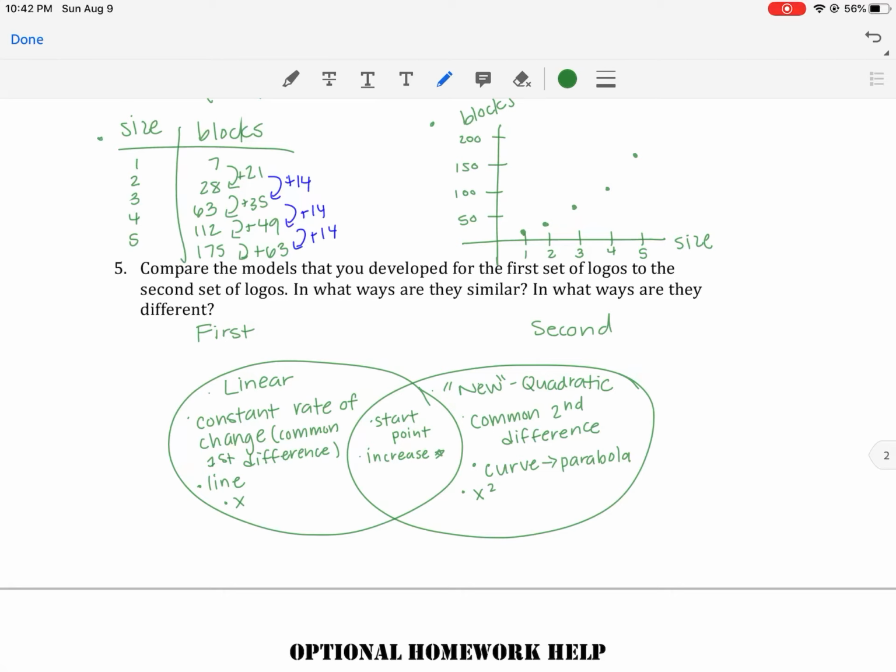Yeah, so that's some of the things that we see. If you've got other ideas, go ahead and add them in there.